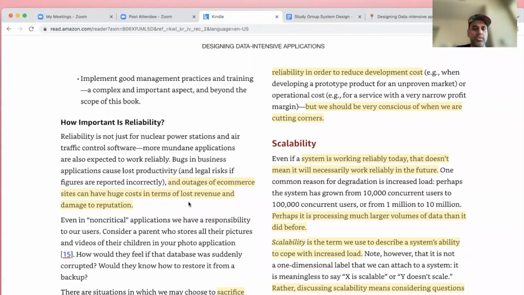And if you don't do that, you risk losing your reputation and losing money. So if somebody ever says to you, oh, how important is reliability? It's not that important. You can point them to this part of the book. So that's probably why they dedicated a lot of time to this. So let's move on to scalability.